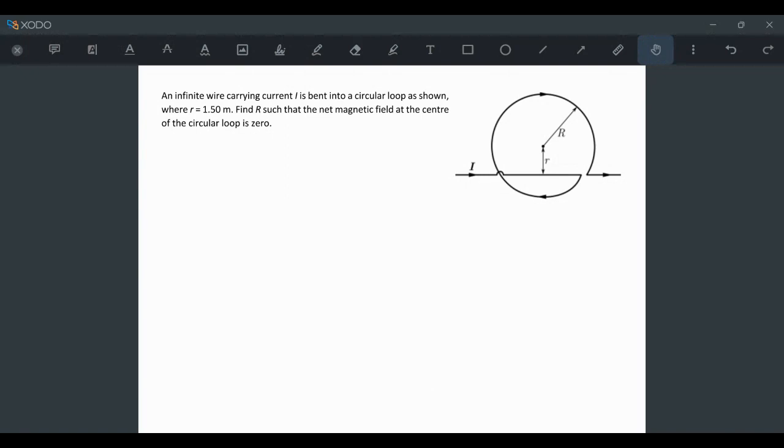The way this is set up, we have a magnetic field from each piece, and we can treat these pieces independently. We want to find out when the total field is 0. That's equal to the contribution from the straight wire, I'll use the subscript W for wire, plus the contribution from the loop. I'll give that B subscript L.